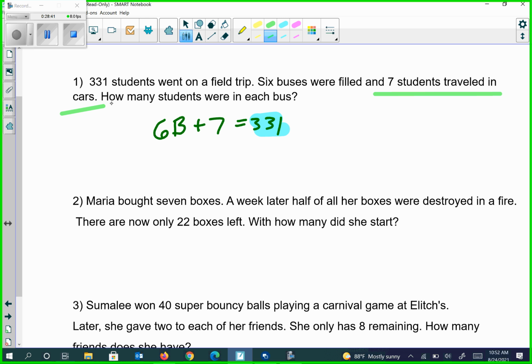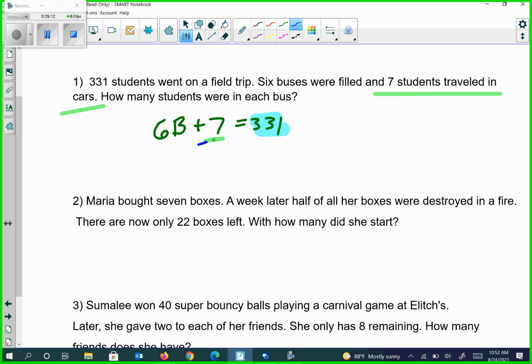You're like, sweet. I have 331 field trip forms. There was a bunch of kids that got on these 6 different buses. I knew because I had a note that some of these kids were going to show up a different way. So the 7 students traveled in cars. We're not worried about how many cars there were. It's just that there were 7 students that happened to get on our field trip in an alternative way. So I think that is a legitimate way. And I think from here we can go ahead and solve the problem.